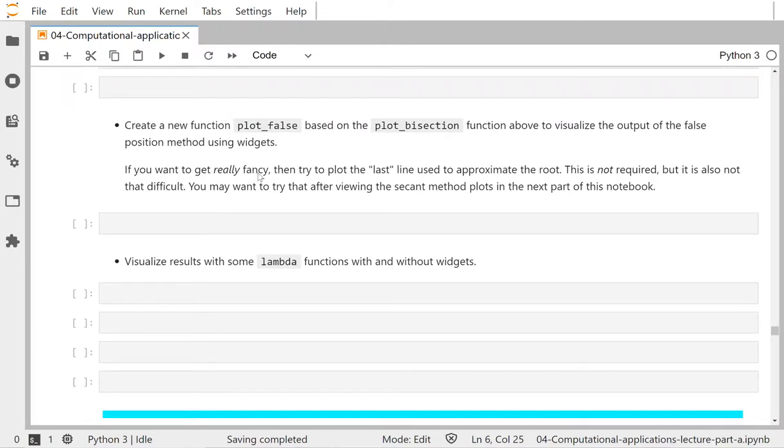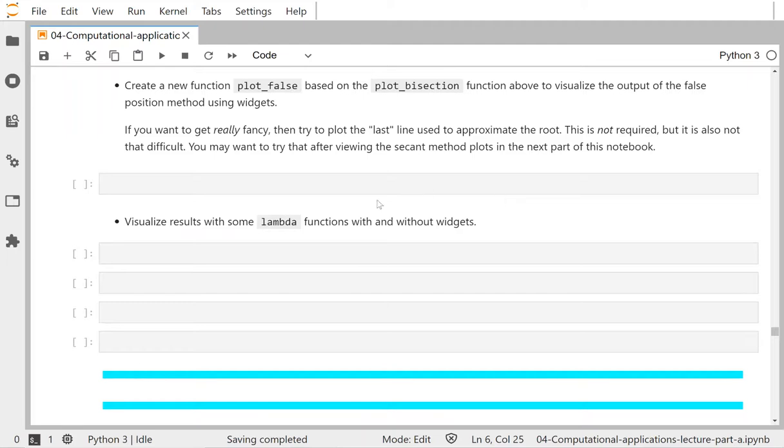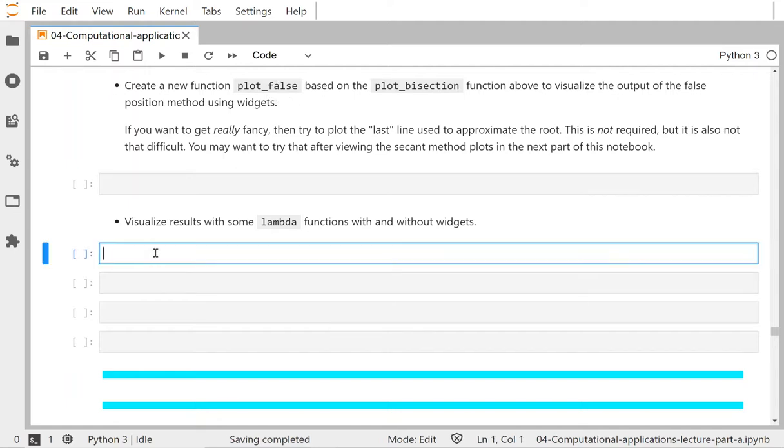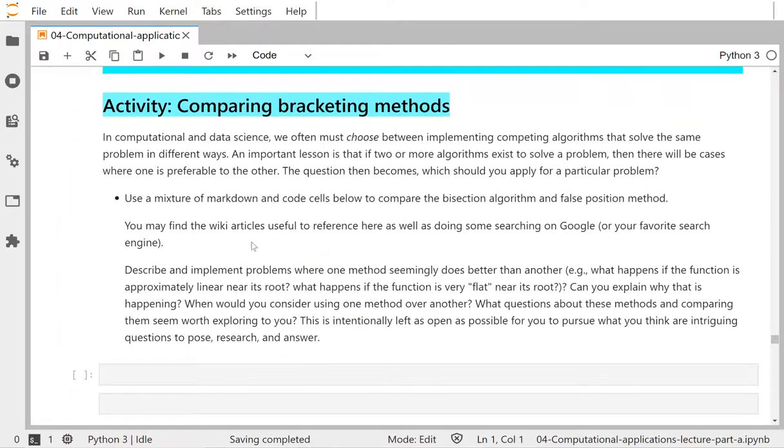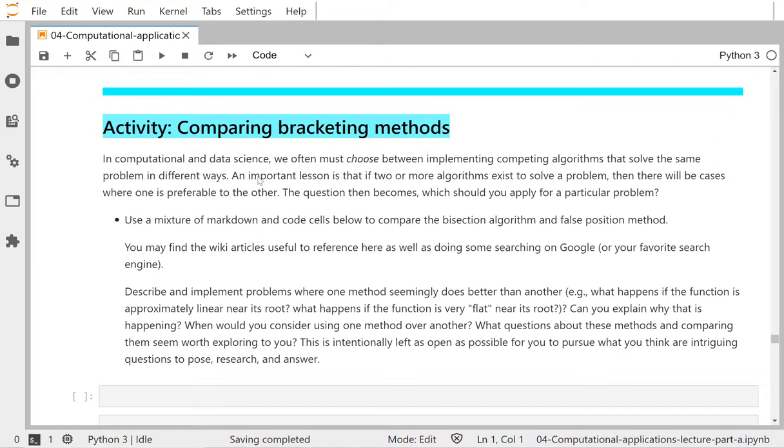Now, if you want to get really fancy, try to plot the last line used to approximate the root. This is certainly not required, but it is also not that difficult. You may want to try that after viewing the secant method plots in the next part of this notebook, in part 3. And then I want you to visualize results with some lambda functions with and without widgets. So you're going to test your plot_false here with and without widgets on some lambda functions. And then I just ask you to do a comparison activity between these. I'll leave you to read those instructions because that's the end of this part.